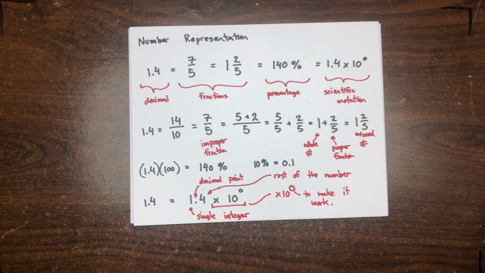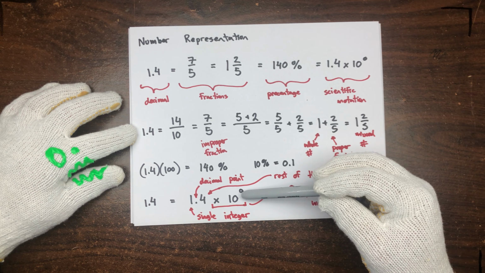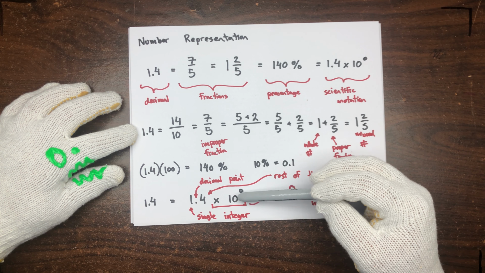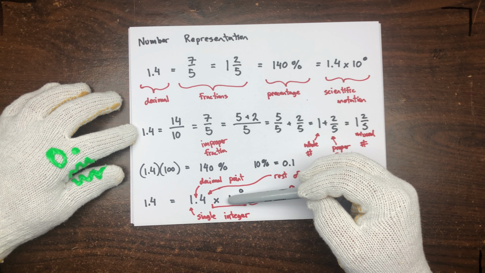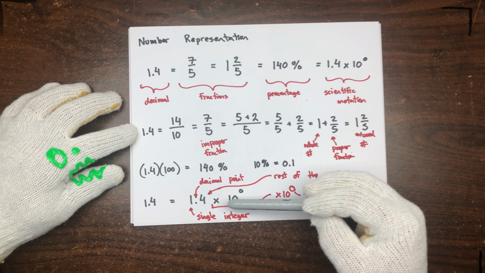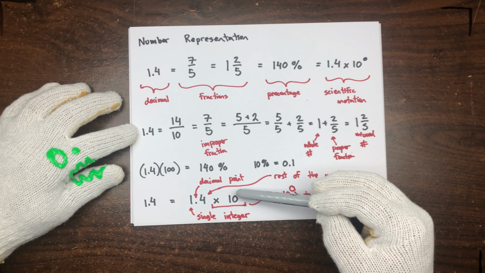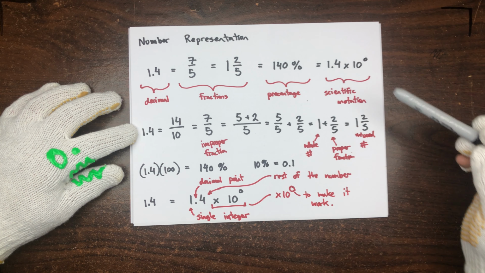Okay? In this case, I had to go to the power of 0. 10 to the power of 0 is 1, and 1.4 times 1 gives me 1.4. So that's what I had to write down, because they always have to look like this. That's scientific notation.